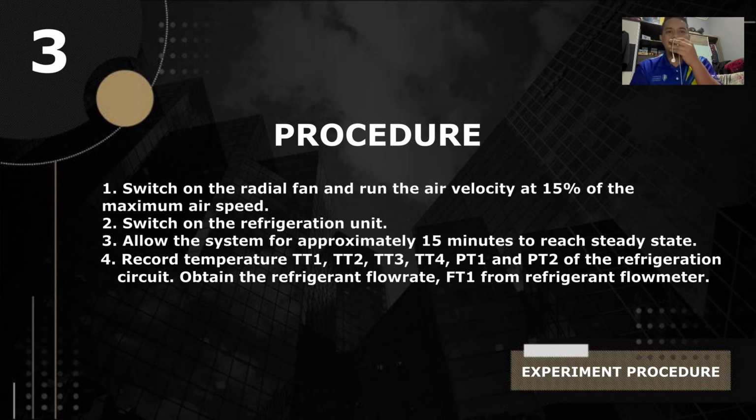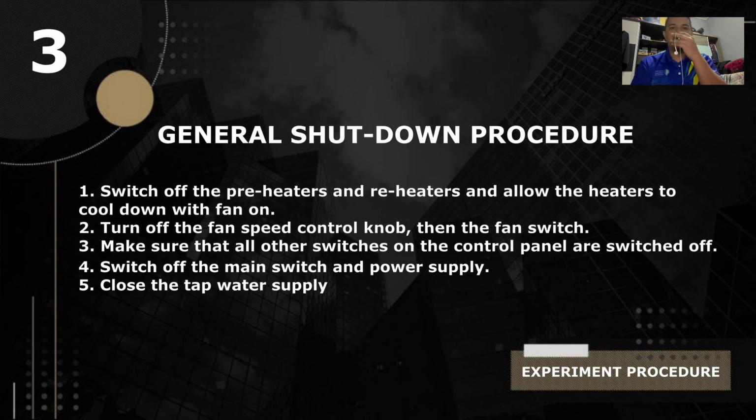And for the general shutdown procedure, first we must switch off the preheaters and reheaters and allow the heaters to cool down with the fan on. After that, turn off the fan speed control knob and then the fan switch. After that, we must make sure that all other switches on the control panel are switched off. Fourth, switch off the main switch and power supply. And lastly, we must close the tap water supply.